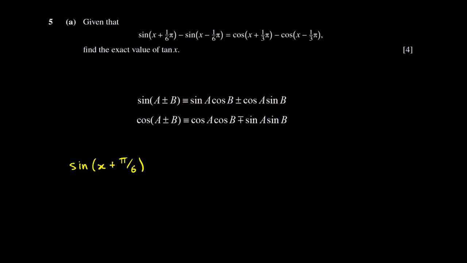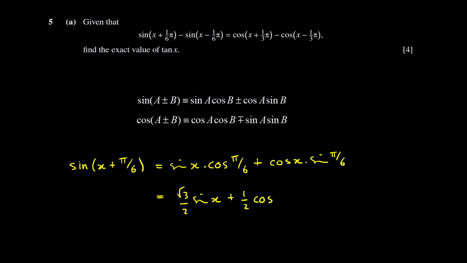I'm going to use this one. So I'm going to get sine x times cos pi by 6 plus cos x times sine pi by 6. And if I simplify that, cos pi by 6 is root 3 upon 2, so that's root 3 upon 2 sine x. And sine pi by 6 is a half, so that's plus a half cos x. Okay, so that's the first term.